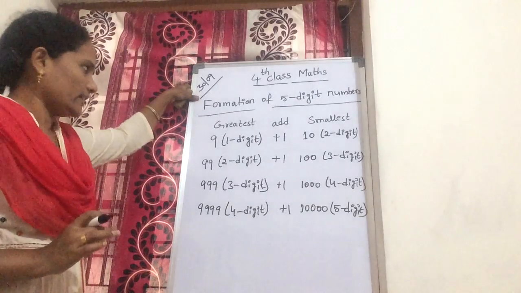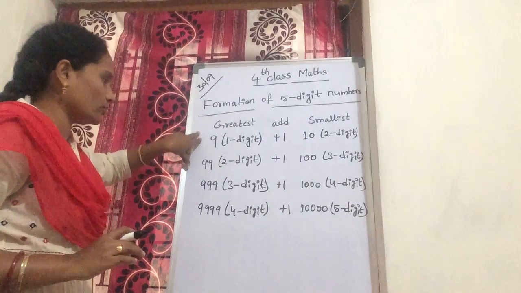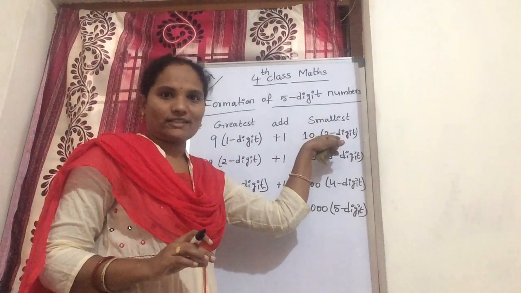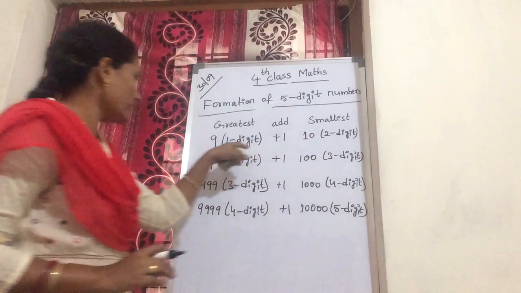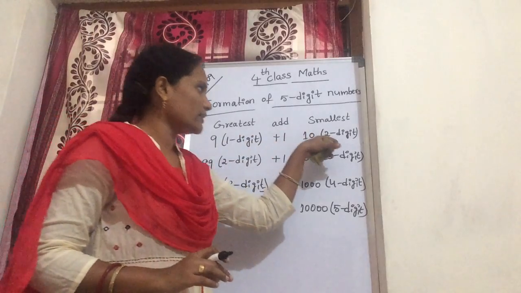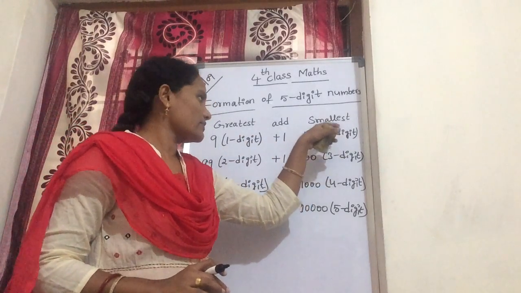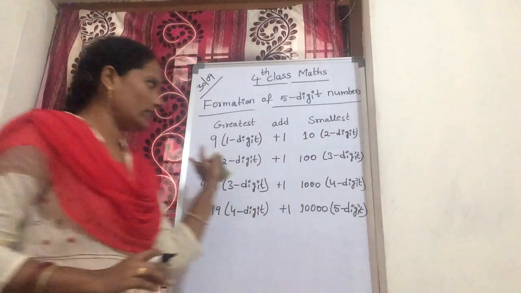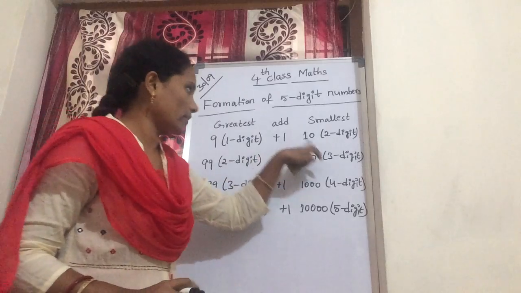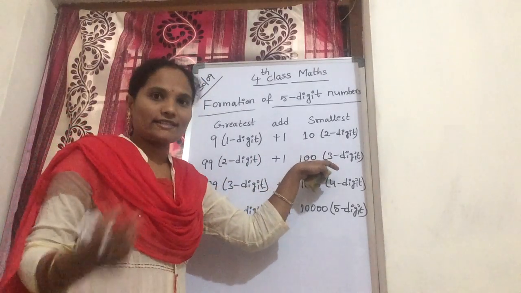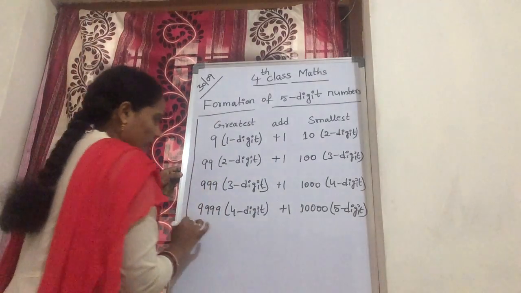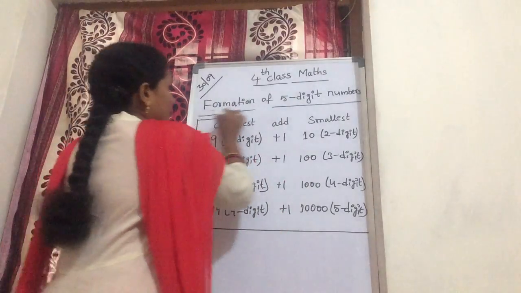In every greatest number, you add plus 1, you get the next digit smallest number. For example, here you get the 1-digit smallest number. You add plus 1 and you get the next digit, the next 2-digit smallest number. Every time, you take the greatest number, add plus 1, and you get the next digit smallest number. You can understand. Now, please copy this table in your classwork, children.